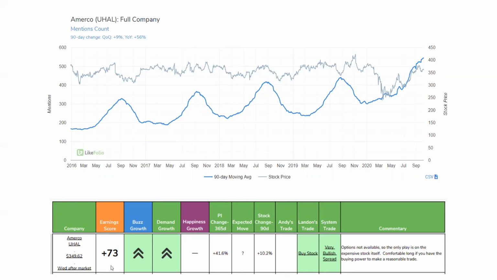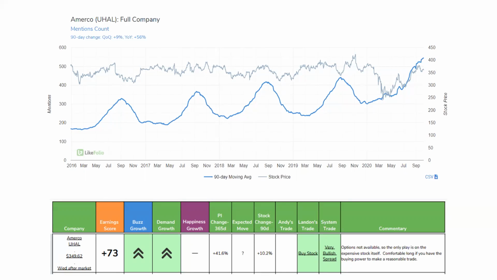And you can see that this earnings score, this is kind of a proprietary metric that we use based on buzz, demand, and happiness growth for a company, how we record that. The fact that you see two up arrows, that's pretty significant. These are both green. And so this is a pretty strong signal too. Anything plus or minus 10 is pretty neutral. And then as you expand, as you get higher or lower than 10, it gets exponentially more bullish or bearish. So this was a pretty clear bullish call for us.